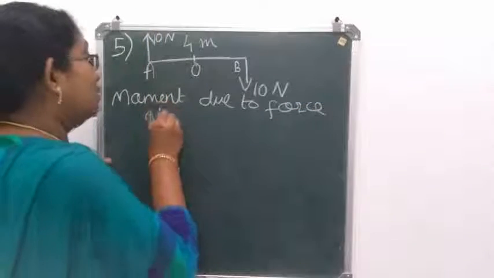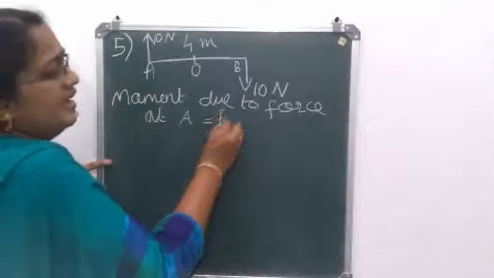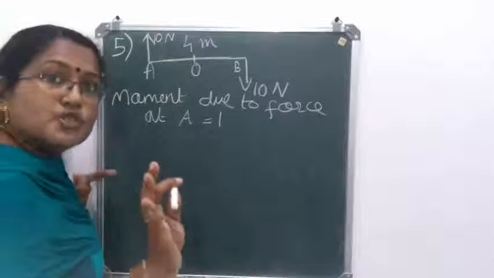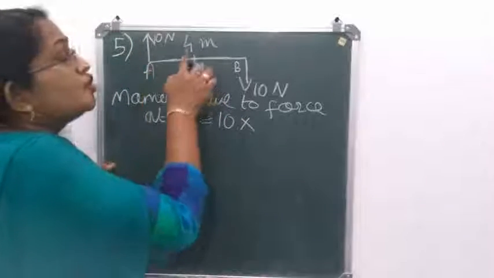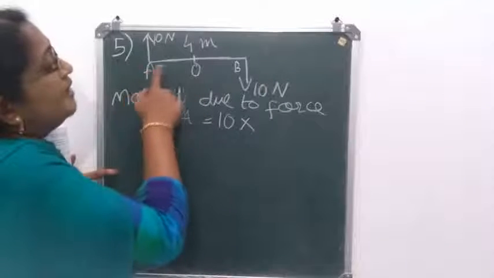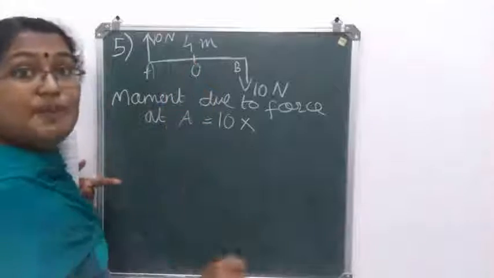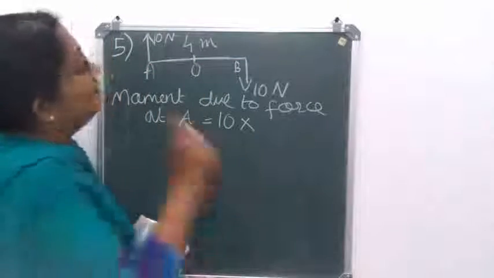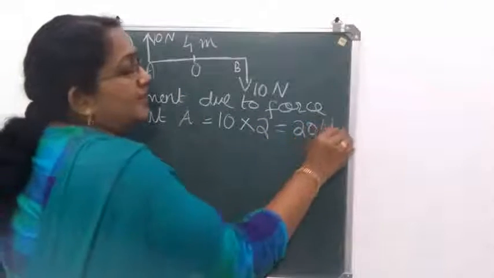Moment due to force at A is equal to, what is the force here? Moment of force means only one equation, that is force into distance. So 10 is the force into distance. Should we take the distance as 4 meter? No, the distance will be between A and O, because A is the point where the force is exerted and O is the pivot. The entire length is 4 meters, so what will this distance be? It will be 2 meter. So 10 into 2, which is equal to 20 Newton meter.